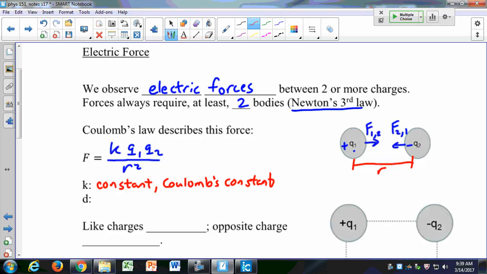Oh, I'm sorry, I was going to do D here. I'm going to put a D. I think that's what your book does. And D is the distance between the charges.